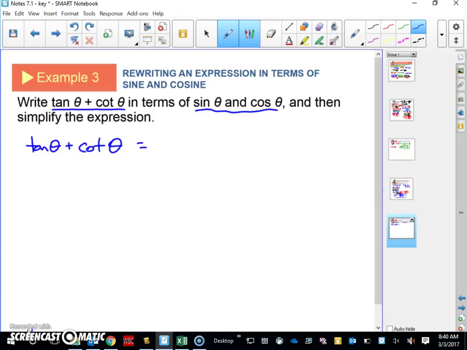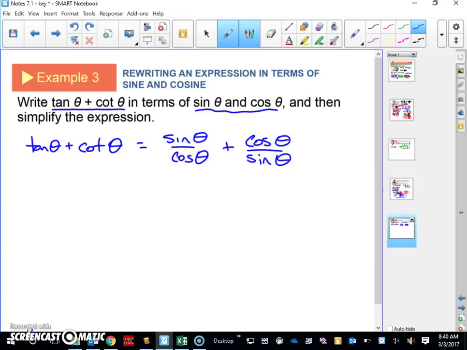And so maybe you already have this memorized, but we know tangent theta is sine theta over cosine theta. And so we should just be able to do sine theta over cosine theta plus, and then we know cotangent theta is cosine over sine. So cosine theta over sine theta. Make sure you put your theta in there. If you don't, it's wrong. So that seems to be what they're asking me to do. Write tangent theta plus cotangent theta in terms of sine theta and cosine theta. I did it, okay? But what we haven't done yet is simplify the expression.